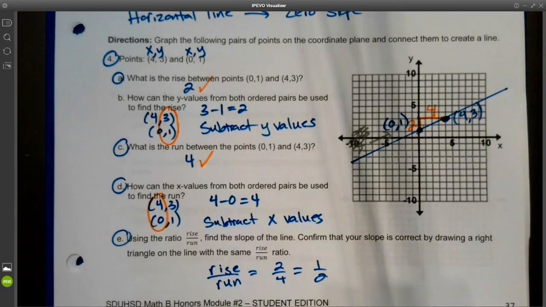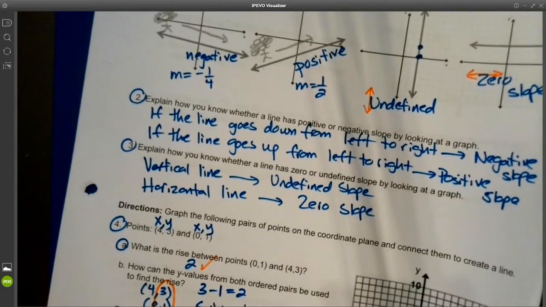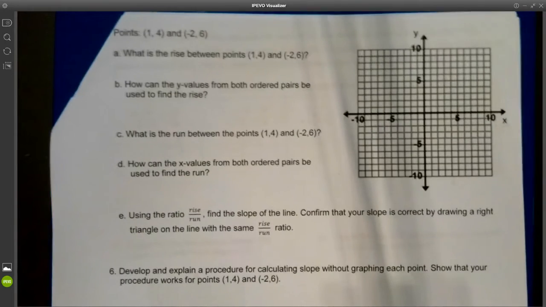Awesome. All right, let's move on to number 5. So I'm going to flip the page and you're going to do the same. And we're going to explore again 2 sets of points and graph them and see what happens here.